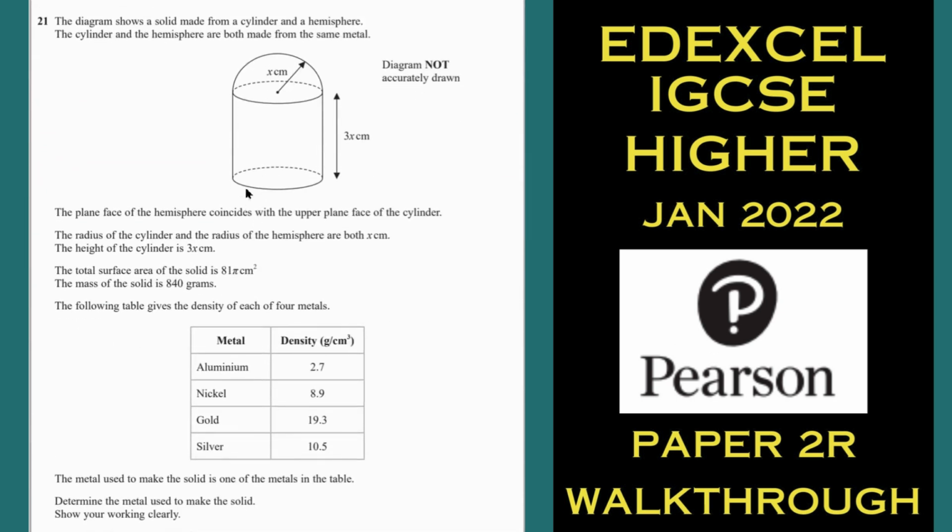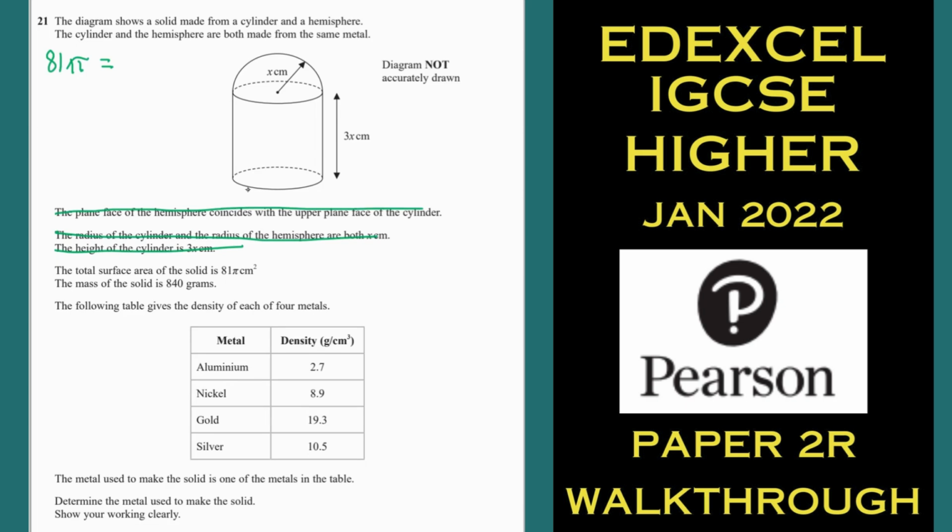Number 21 looks horrible, reads horrible. Trust me, it's not the worst question in the world. All this waffle here is in the diagram. One by one, it's there, it's there, it's there. What you need to realise is the total surface area of the solid is 81 pi. So I'm going to do it up here because there's loads of waffle. 81 pi equals the entire surface area.